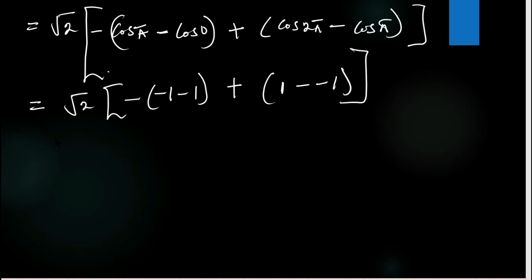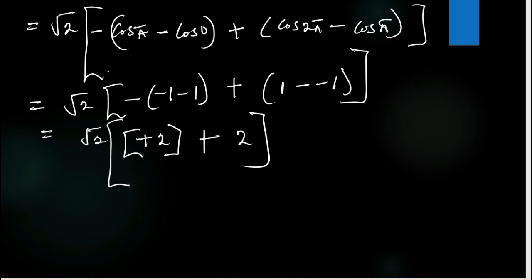This closes. So I have this equal to root 2 times, minus this is minus 1, that's minus 2, minus outside again, that becomes plus 2, plus 1 minus minus 1, that's 2, because minus minus becomes plus. So here is just plus 2 plus 2, that's equal to root 2 times 4, which is the same thing as 4 root 2. With this, I hope you understand how I performed this trigonometric integration. Thank you for staying with us and see you in our next class.